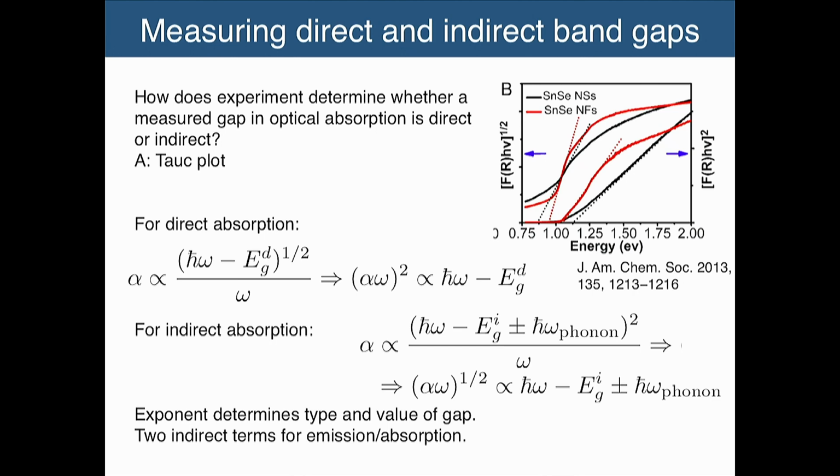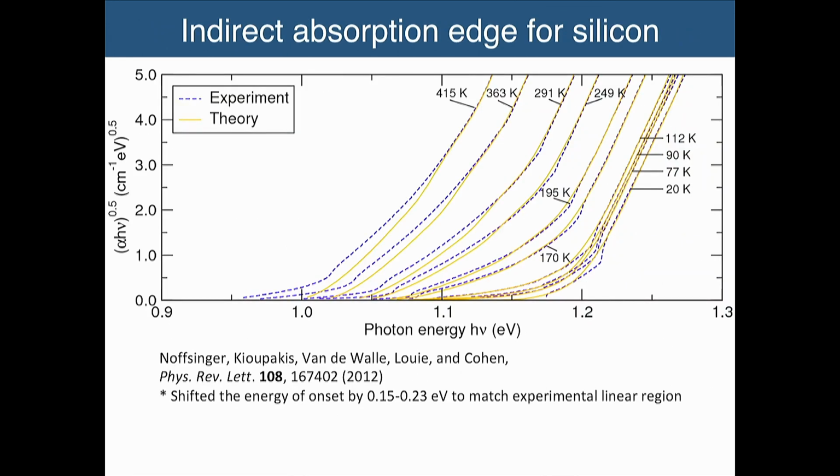Notice though here that the absorption, in the case of indirect absorption, has two onsets. You can have the phonon absorption term as well as the phonon emission term, and the two of them will take off at different energies, plus or minus the energy of the phonon that dominates the absorption, because you have these two separate terms. All right, so after discussing this, I want to show you the calculated results for the absorption onset of silicon.